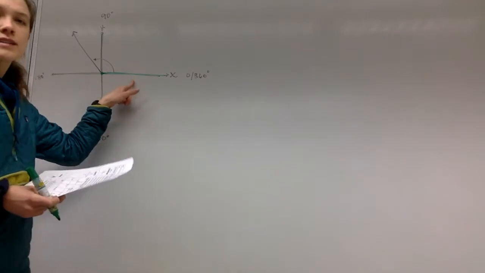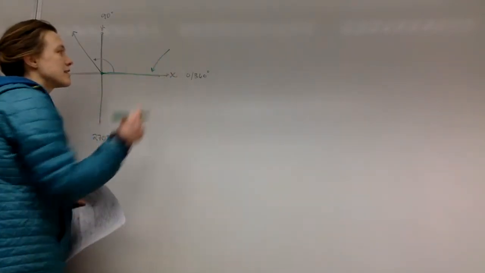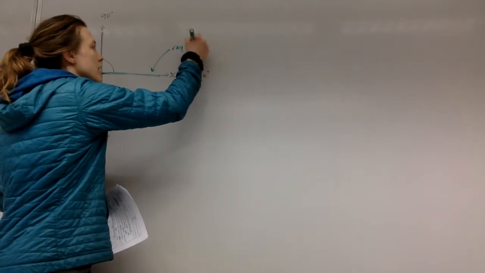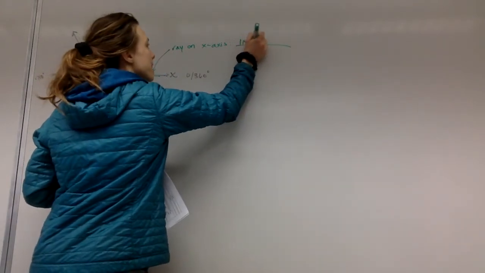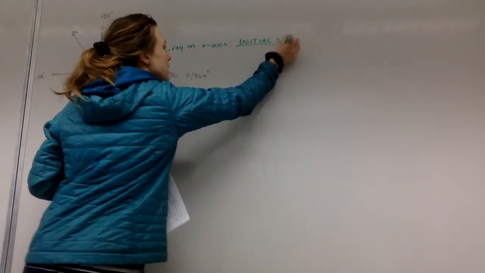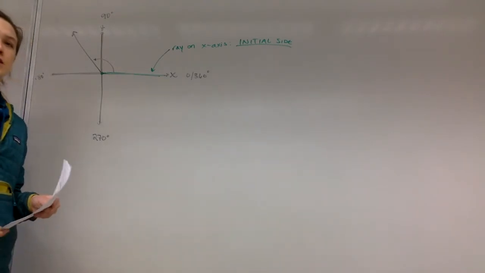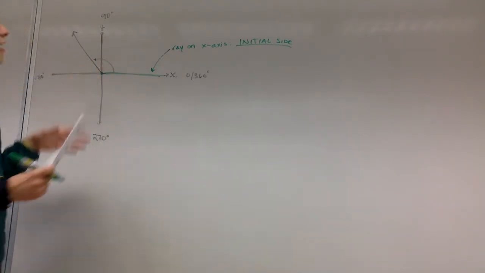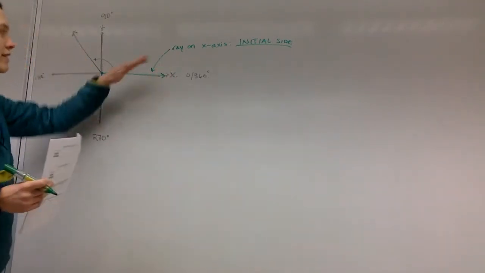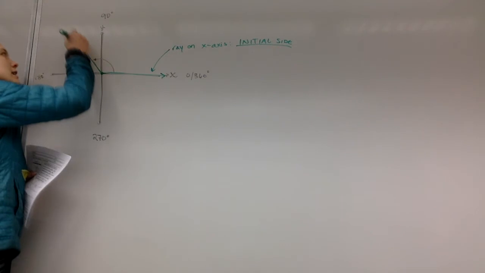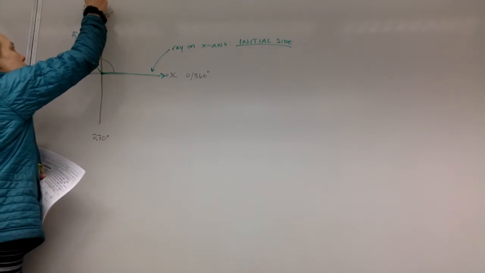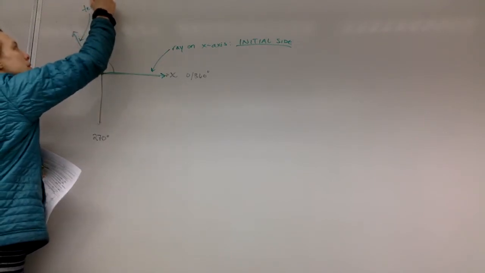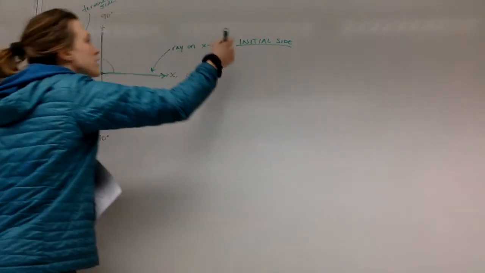And this ray on the positive x-axis is known as our initial side. So that's your first blank. Then when we draw our other ray to give us an angle, which would be here, this other ray is known as our terminal side, or our terminal ray. You can either use the phrase side or the word ray.